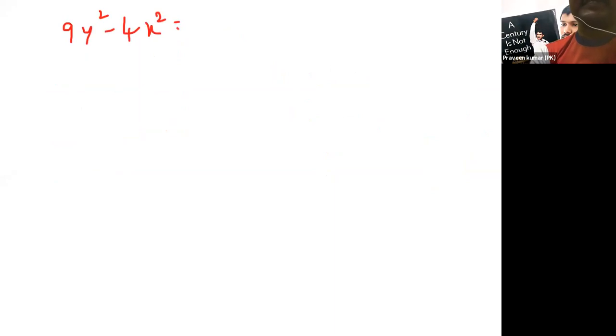Now the question is a little different. 9y square minus 4x square equal to 36. First y square means it is the y axis. First x square means it is the x axis. That is the logic. Can you try this? Both sides divide with 36. Can you try, everyone? Do it fast.